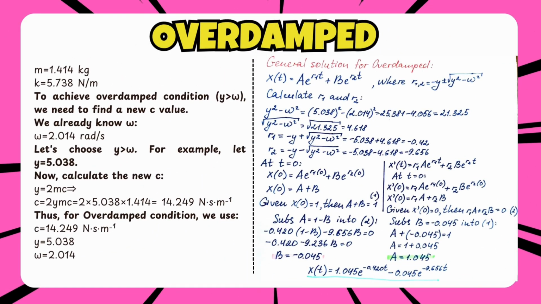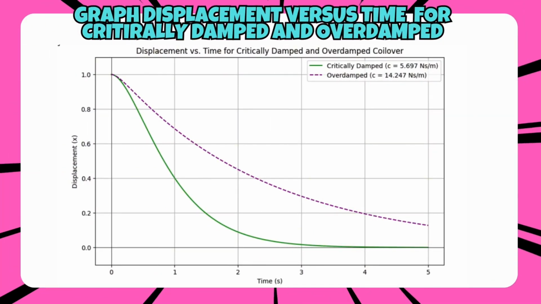Similar to the critically damped case, to achieve the overdamped condition, we must again modify the damping coefficient c. For overdamped behavior, our damping ratio must be greater than omega. Therefore, the displacement equation for the overdamped condition is x(t) equals 1.045 times e to the power of negative 0.420t minus 0.045 times e to the power of negative 9.656t. And here we have the graph displacement versus time for critically damped and overdamped.